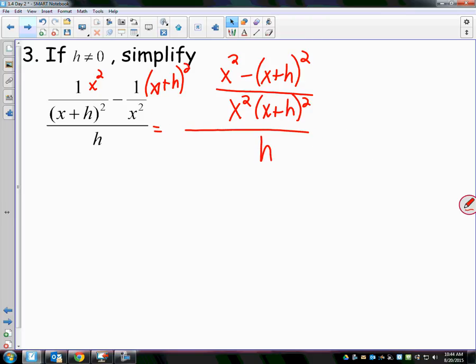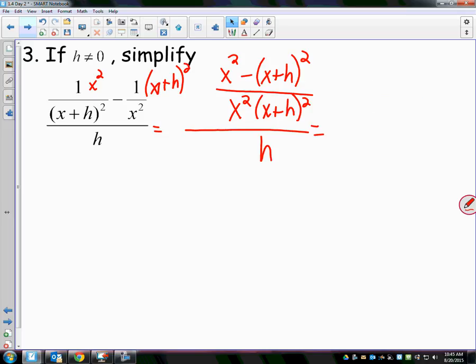With me so far? What can we do next? Definitely we could flip the h up because dividing by h is the same as multiplying by 1 over h. But that doesn't help right now because I can't cross anything out. What can I do to try to simplify? Could I simplify some of that? At the top, could I work the top out? So I'll take Chloe's advice.